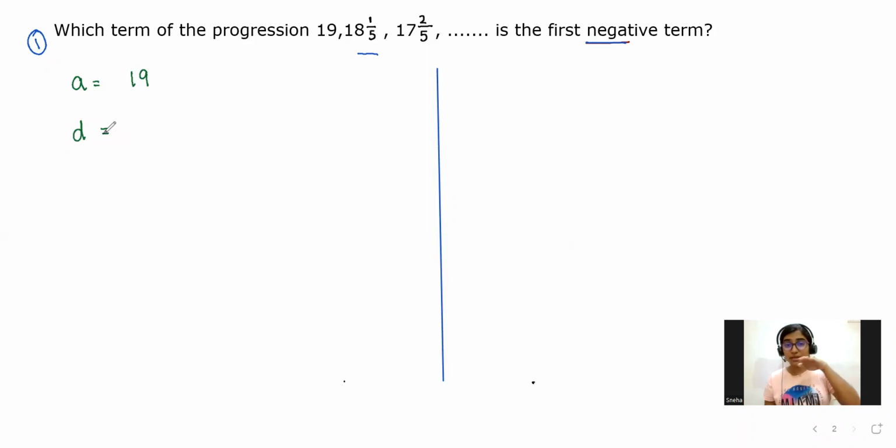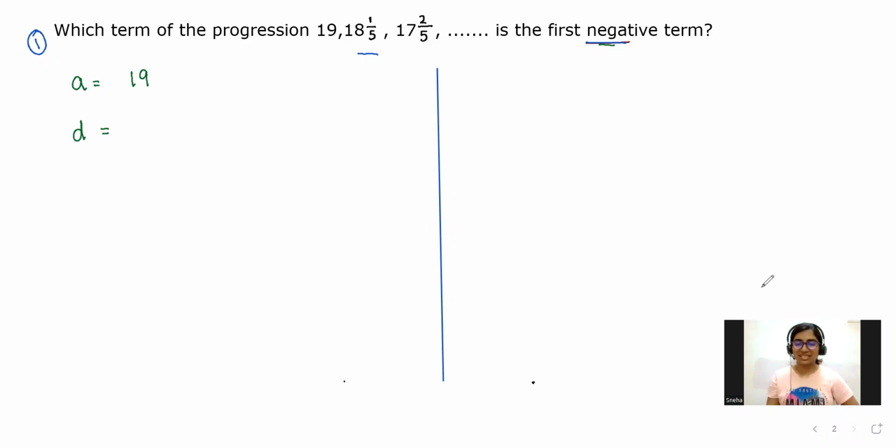What is the difference? If you see, the sequence is reducing, right? So starting from 19, it is 18, 17, something, reducing. It will go up till 0, then it will go on to negative numbers. They're asking us which term is the first negative term. So I need to say maybe it's the 20th term, 25th term. They're not talking about the number. They're asking which term. So we need to find the term.